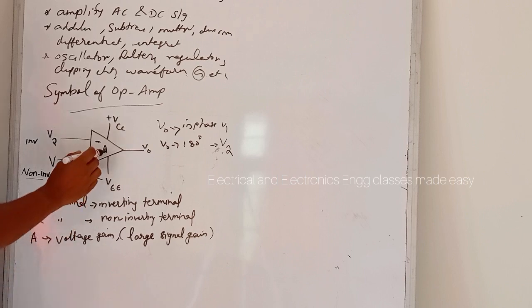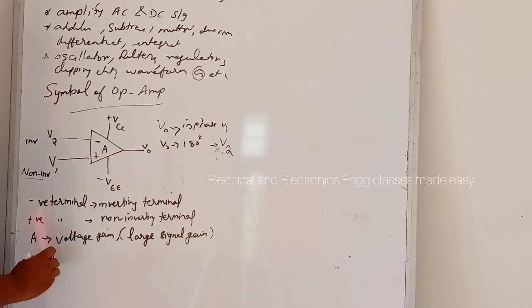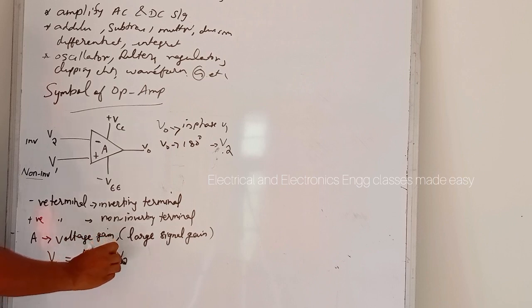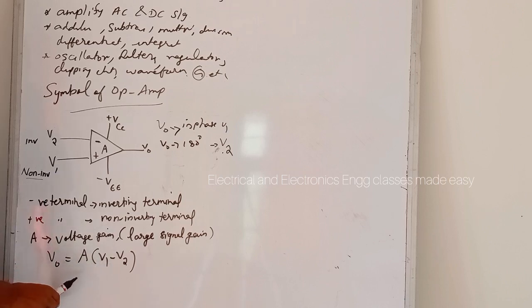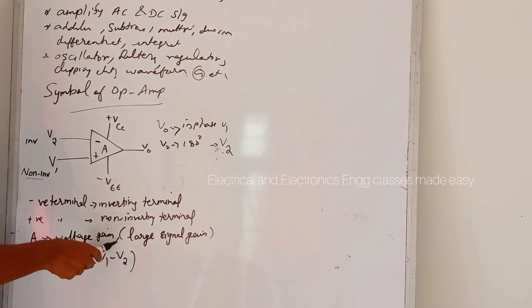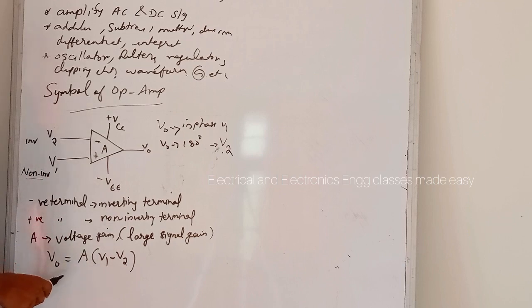And here V0 is equal to A times (V1 minus V2), where A is the voltage gain. That is, the output voltage V0 is equal to the voltage gain times the difference of the two input voltages.